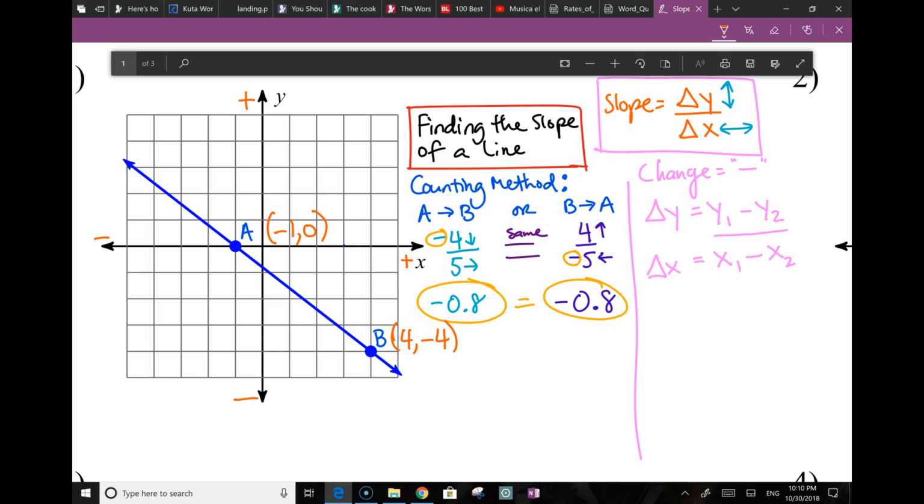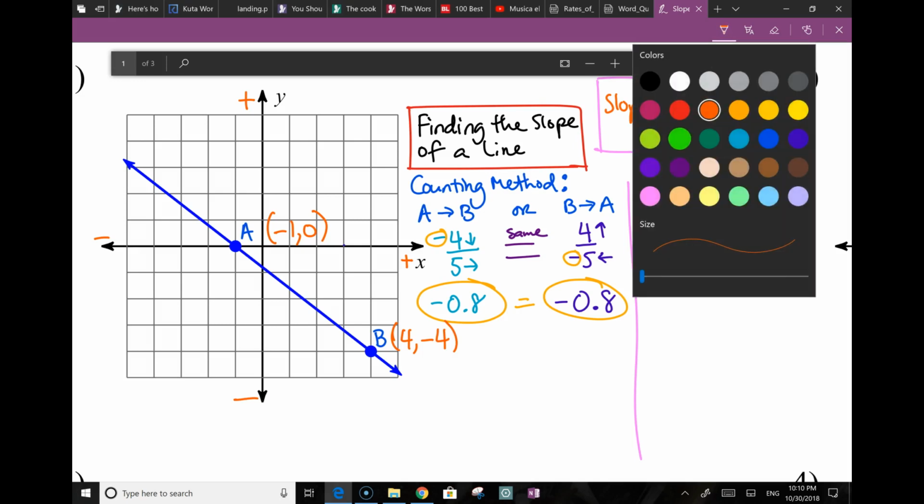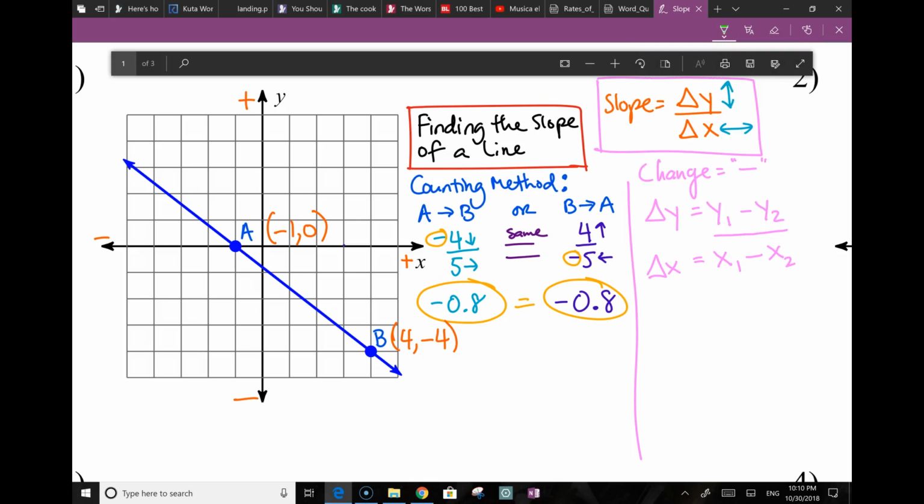If you go from A to B, that means that point A represents your first x and your first y. If you go from B to A, that means that your point B values, your 4, -4, represent your first x and your first y. So it's just personal preference. I'm going to go ahead and say that I want my point A to be my first x and my first y, which means that automatically my point B becomes my second x and my second y.